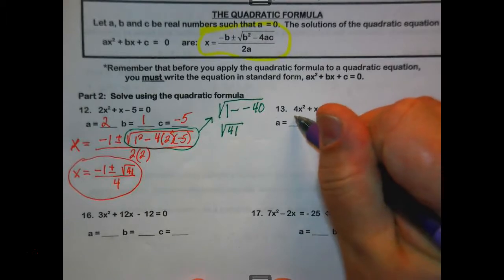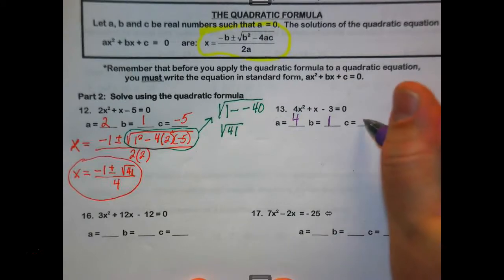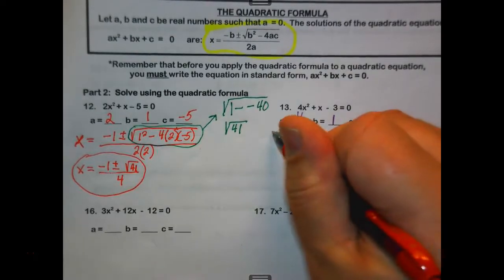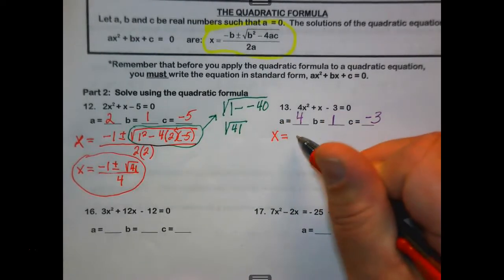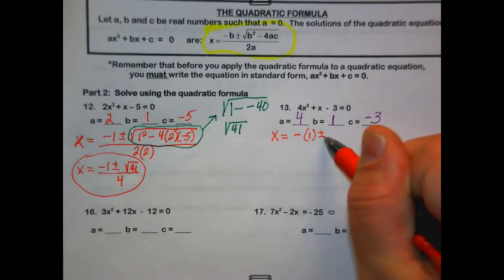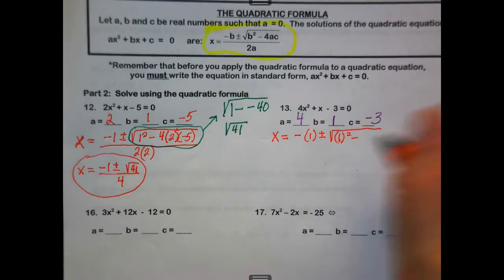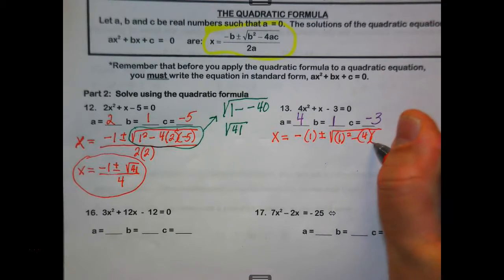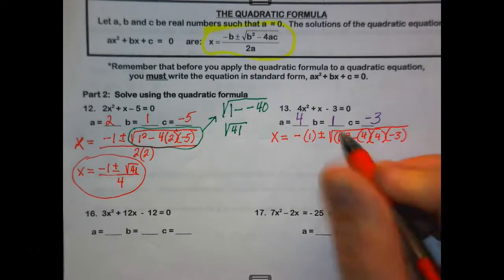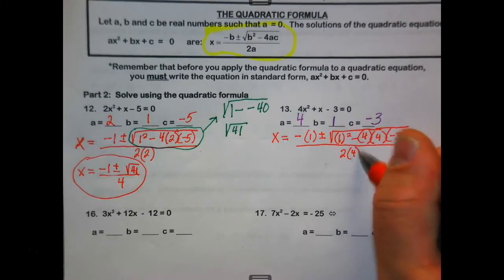Hey, A is 4, B is 1, C is -3. So x equals -b. So negative, my b is 1, plus or minus the square root of b squared, 1 squared, minus 4 times a, which is 4, times c, which is -3, all over 2 times a, which is 4.